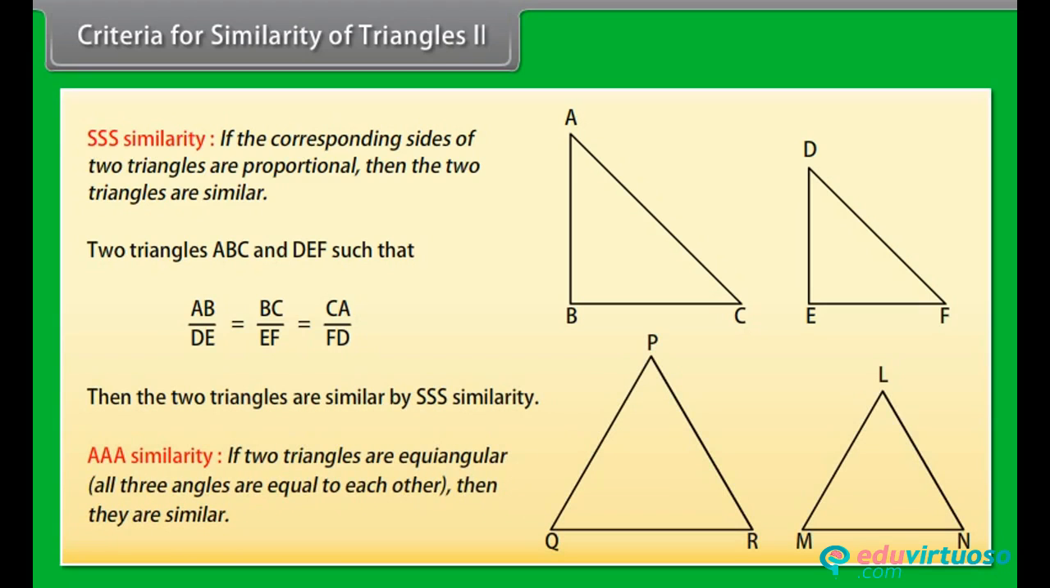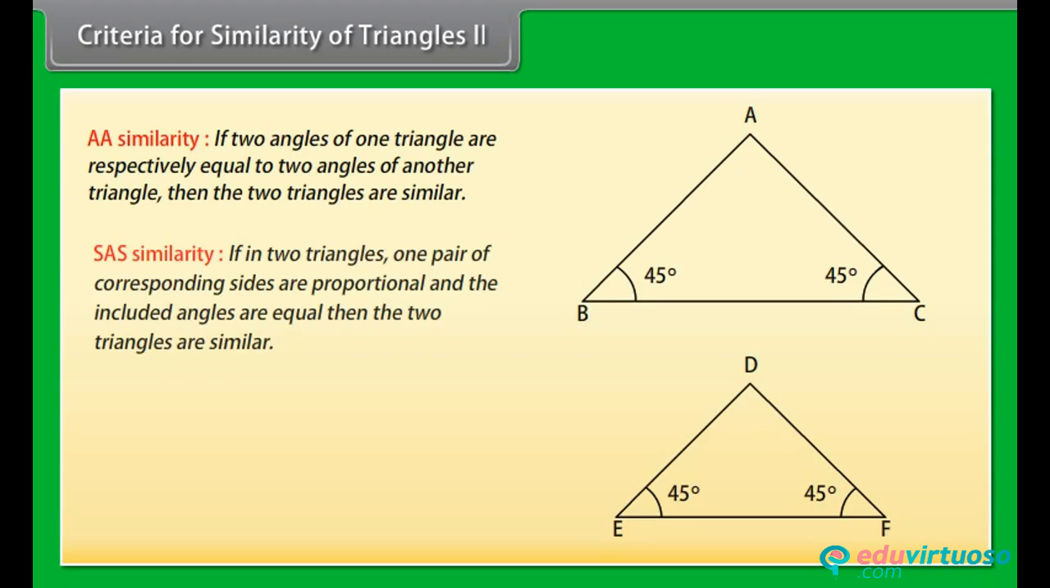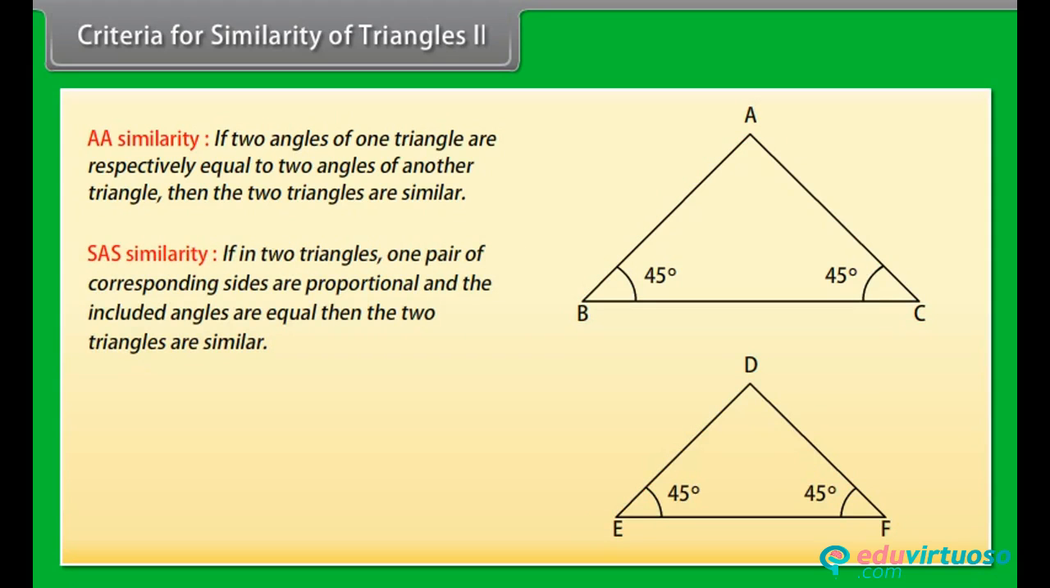AAA similarity. If two triangles are equiangular, all three angles are equal to each other, then they are similar. AA similarity. If two angles of one triangle are respectively equal to two angles of another triangle, then the two triangles are similar. SAS similarity. If in two triangles, one pair of corresponding sides are proportional and the included angles are equal, then the two triangles are similar.